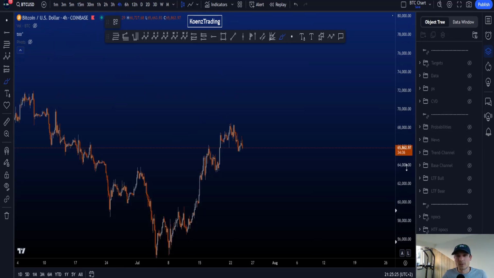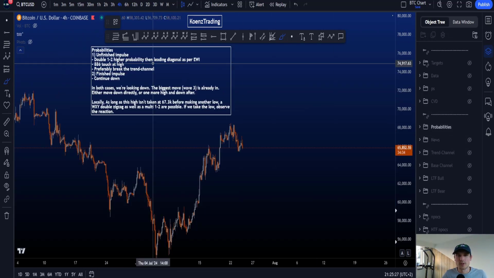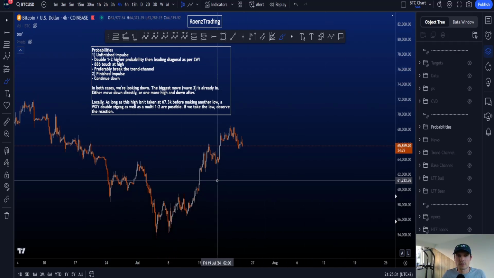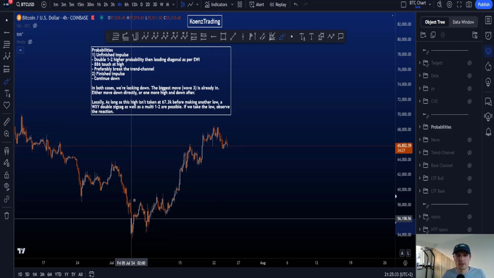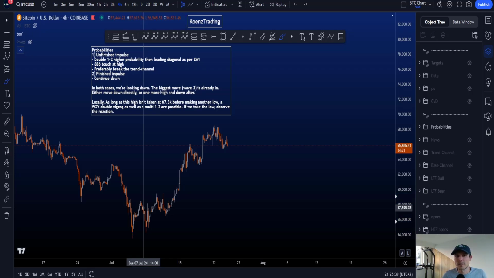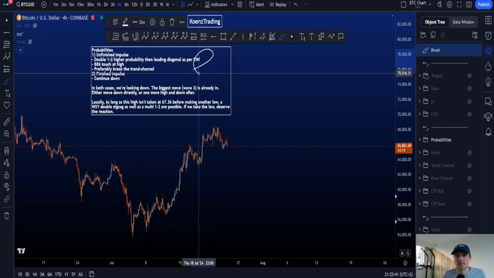And if we then finally look at the probabilities of the different scenarios, then on the number one spot we have the unfinished impulse, and there are two reasons for this. First of all, we have a double 1-2 here, and a double 1-2 is a higher probability scenario compared to a leading diagonal as per Elliott Wave International.